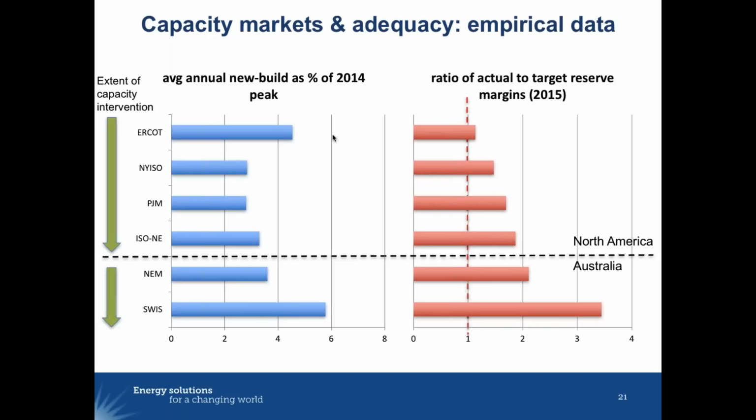On the right is a graphic that shows the ratio of actual to target reserve margins in those markets, with the red dotted line being the target reserve margin in each of them, and then for each of them the actual reserve margin in 2015. And what you see there is quite a clear pattern that emerges, that the more intrusive the capacity intervention is into the market, the more there's a tendency to over-procure resources. And from an economic efficiency and consumer interest perspective, that is not a good deal.